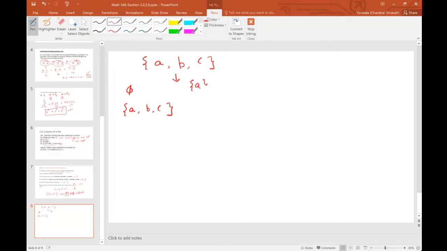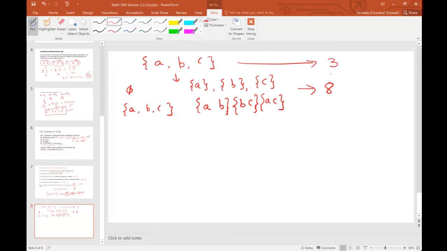Now you take the collection of all things with only single members. I can take either just A, B, or C. There are 3 like this. Or I can take A B, B C, and A C. So there are 1, 2, 3, 4, 5, 6. Then 1, 2, 3, 4, and 4 plus 4 is 8 possible things. So if a set consists of 3 members, it has 8 different subsets.